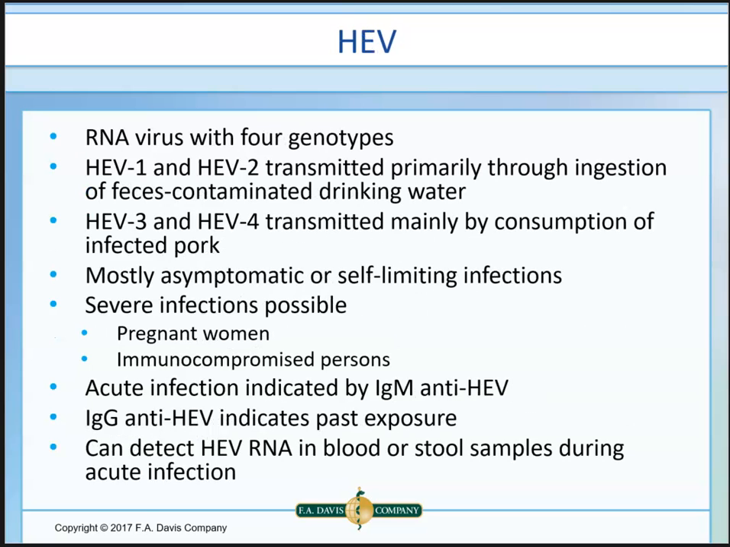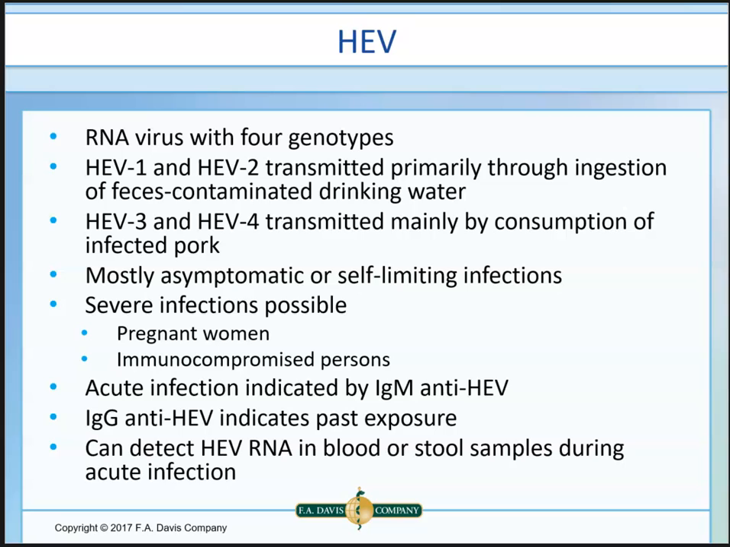HEV, again, is another type of RNA virus. And again, it is food, waterborne, fecal-oral route. So there are 4 different genotypes, 1, 2, 3, and 4. 1 and 2 are usually seen in feces-contaminated drinking water. 3 and 4 are seen in infected pork. That's why you always have to make sure you cook pork well. So 1 and 2 are usually where there's poor sanitation: Africa, Mexico, Asia, some in the Middle East.